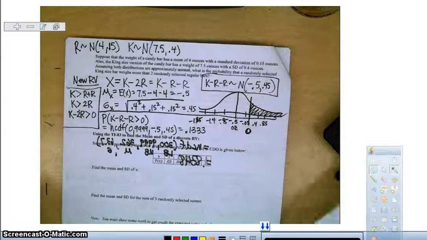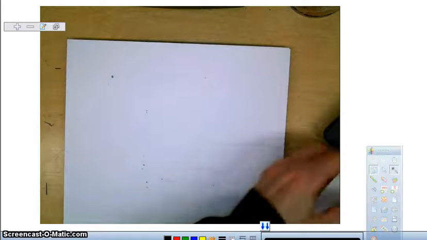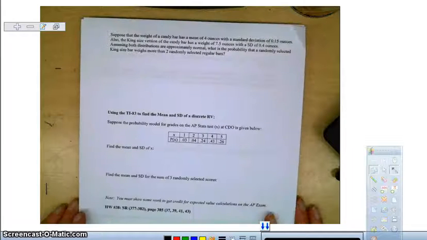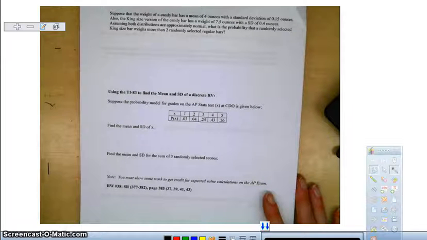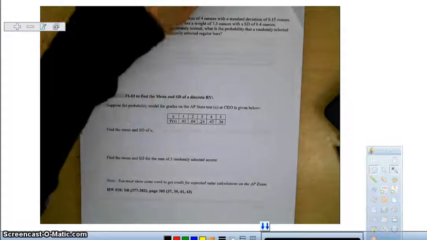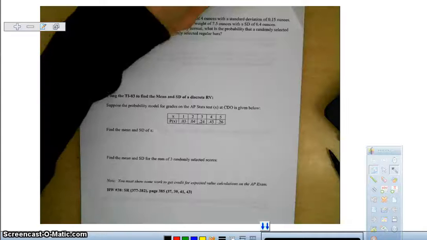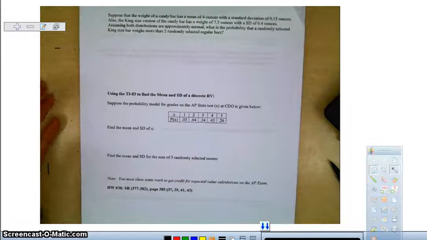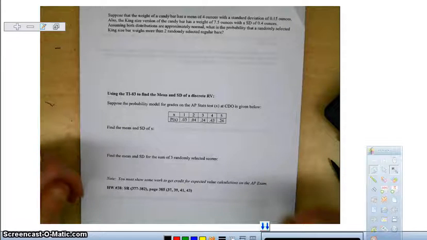Are there any questions on that? Okay, so that's really the new material. Now I'm going to show you how to get your calculator to find the mean and standard deviation of a probability distribution for you. Remember the battery problem we did? Once we have the probability distribution, if you pay attention now, I'll show you how to find the mean and standard deviation using your calculator.